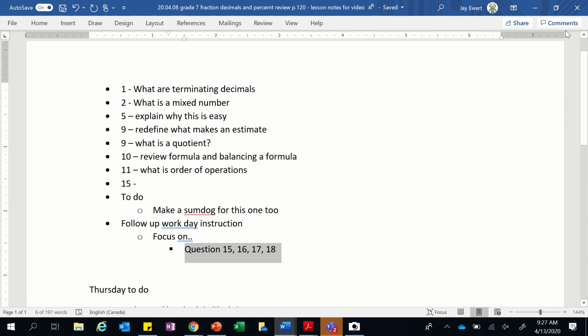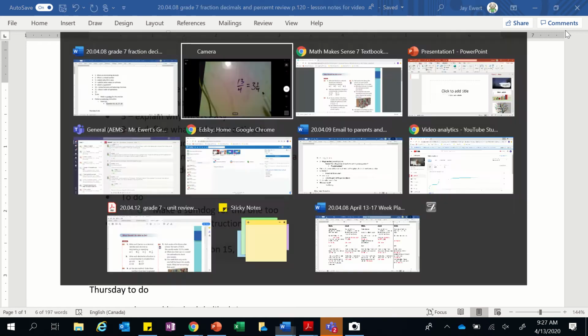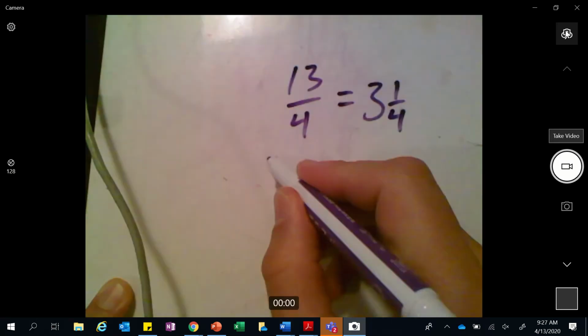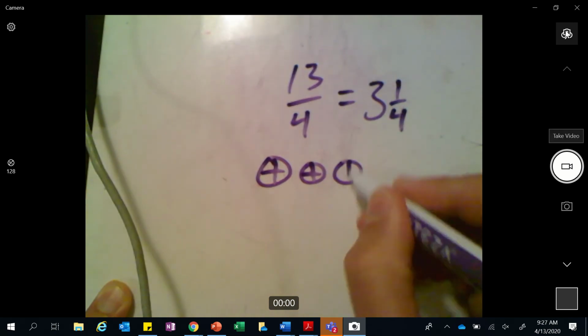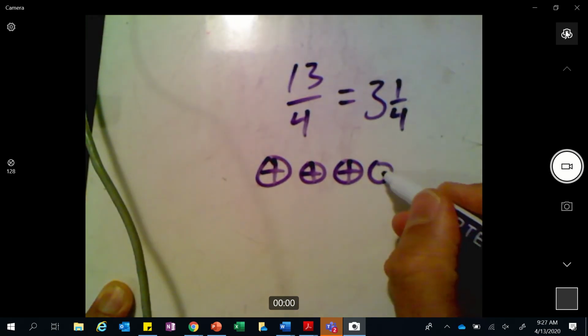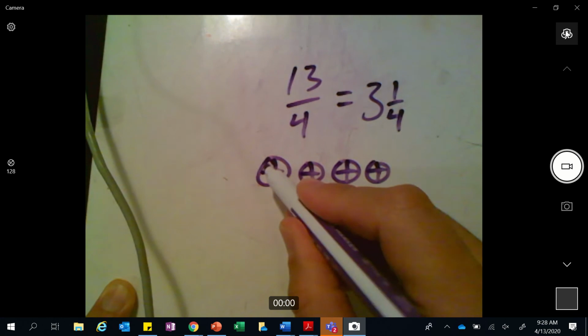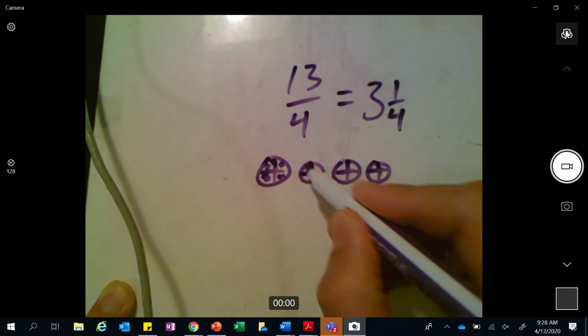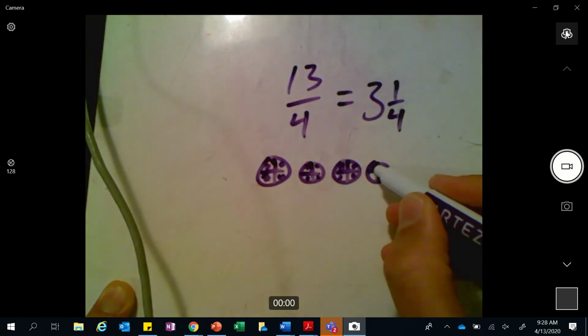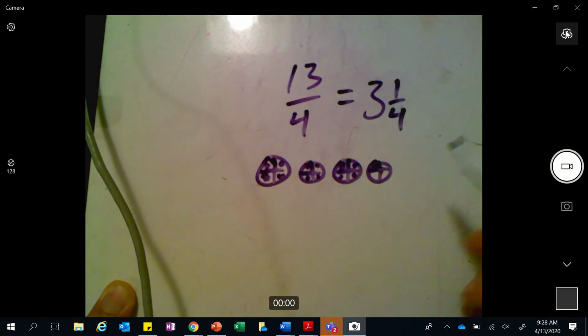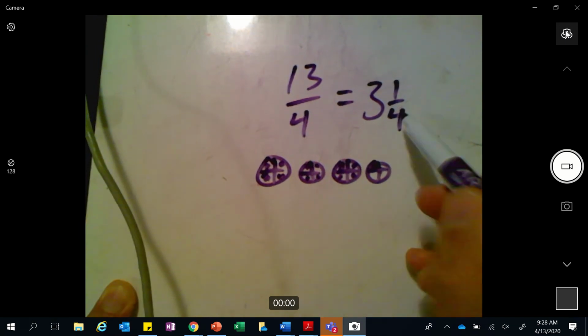Explain why this is easy, a mixed number. I suppose we can look at it like this. Here are my quarters. If I have 1, 2, 3, 4 quarters, 5, 6, 7, 8, 9, 10, 11, 12, there's my 13 quarters. That is 3 and 1 quarter.